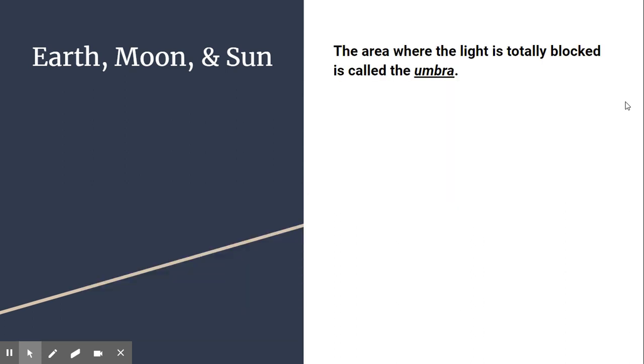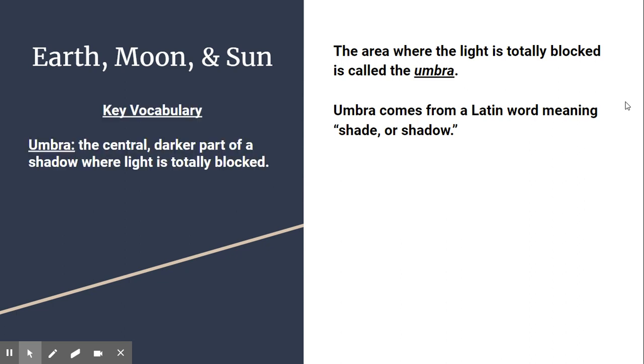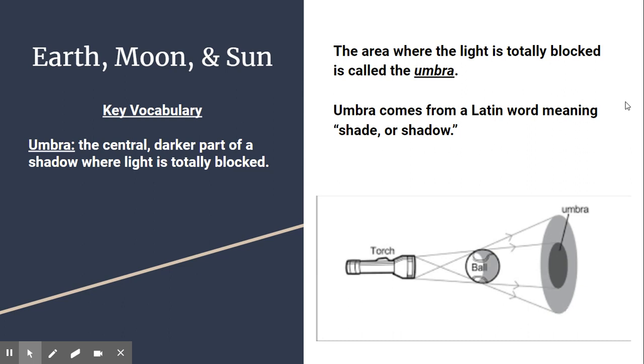That darker area where the light is totally blocked is called the umbra. That's going to be your first key vocabulary term. Umbra comes from a Latin word meaning shade or shadow, and it is defined as the central, darker part of a shadow where light is totally blocked. Here in our diagram, you can see the umbra is labeled as that center area, and it appears much darker than the lighter surrounding area.